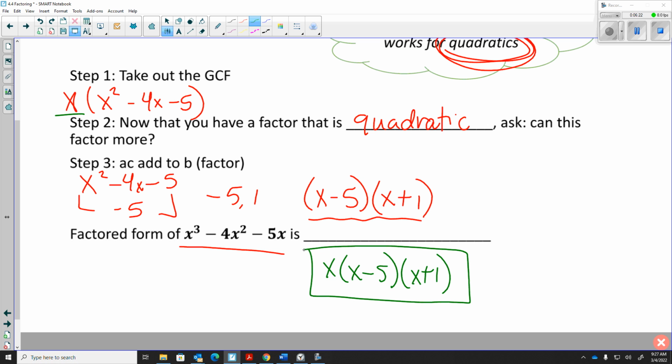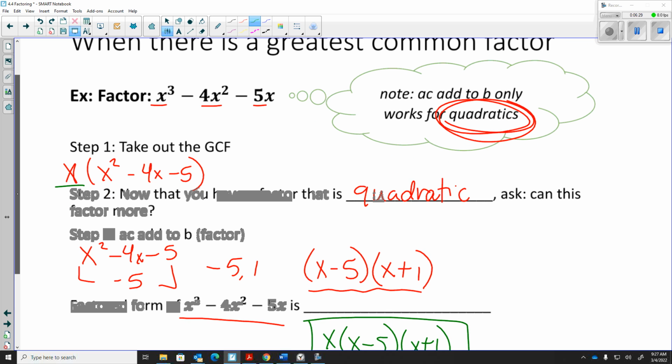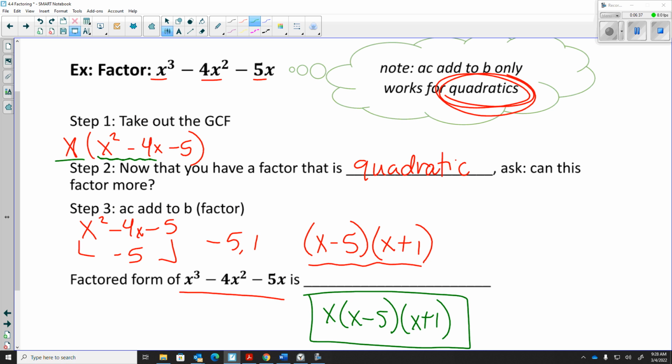Okay, so again, we had to take a GCF out first. We had to look at what was left over inside of there, try to factor that some more. This turned it to this. So then we put the x in front of that and we're done. All right. So why don't you try this one on your own?